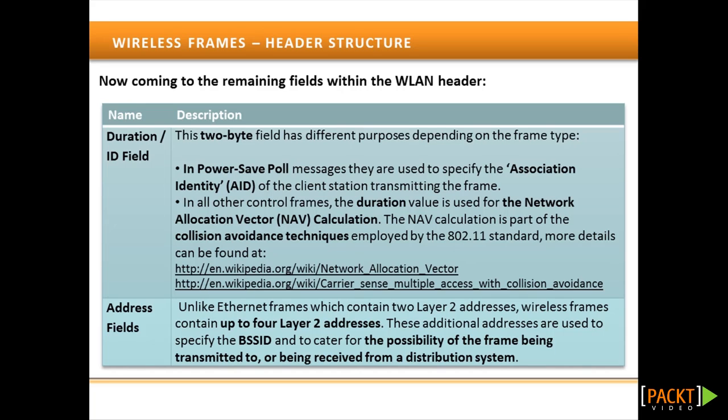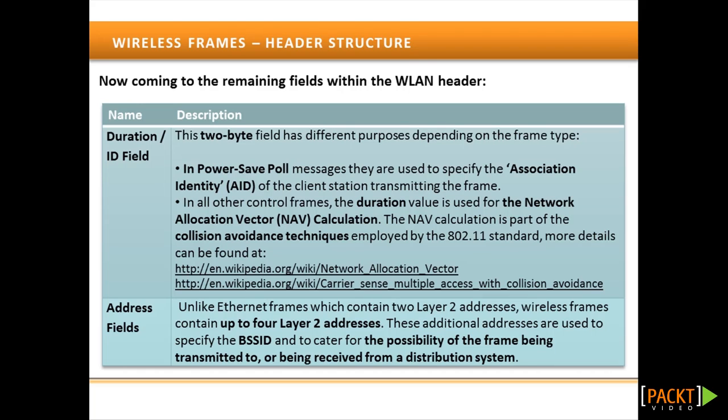First is the duration or ID field. This 2-byte field has different purposes depending on the frame type. In power save poll messages, it is used to specify the association identity or AID of the client station transmitting the frame. In all other control frames, the duration value is used for the network allocation vector, or NAV calculation. The NAV calculation is part of the collision avoidance technique employed by the 802.11 standard. More details can be found at the Wikipedia pages for the topics, network allocation vector, and carrier sense multiple access with collision avoidance. Next are the address fields.